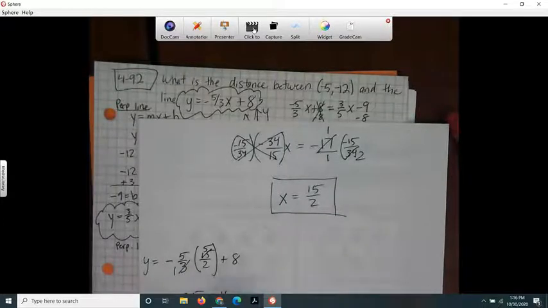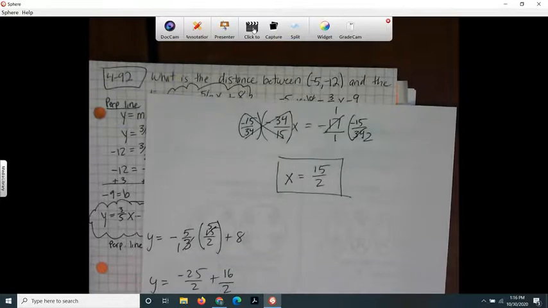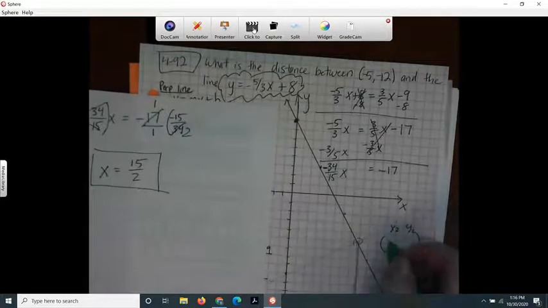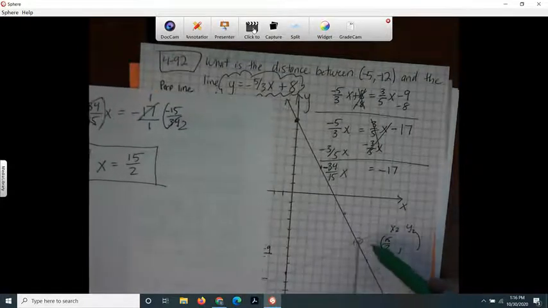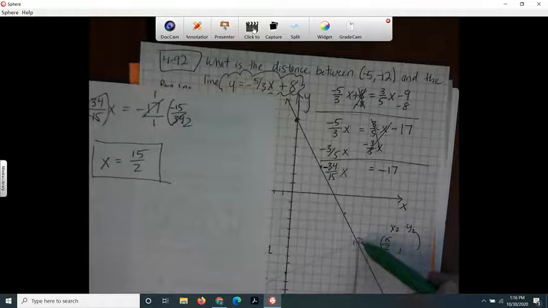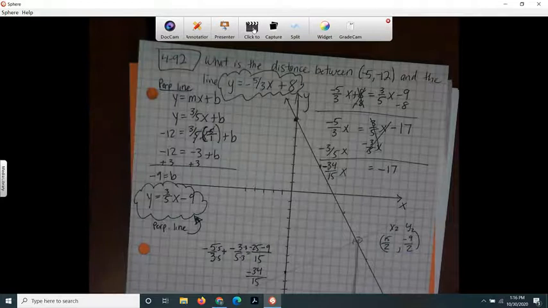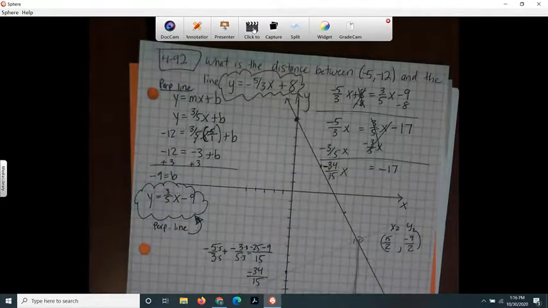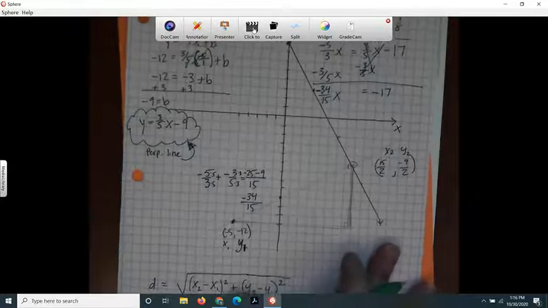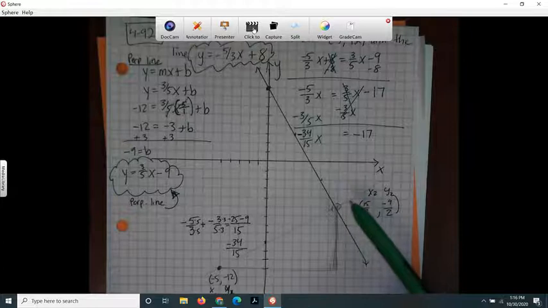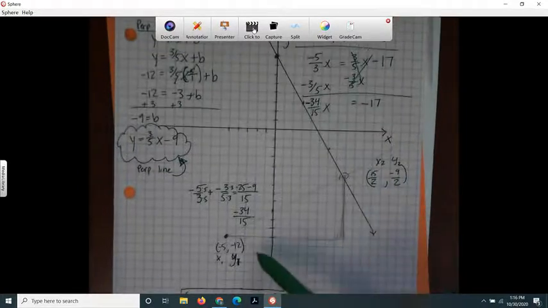Okay, so now I know my ordered pair. So this ordered pair, x is 15 halves. So no wonder it didn't fall exactly on one of the grid lines. And y is negative 9 halves. Okay, so you're thinking, well, you made that nice graph, just use the graph and solve by graphing, but I couldn't have really figured out exactly what that was without doing all this algebra. So now I have two ordered pairs. See, we're just trying to find this distance right here.